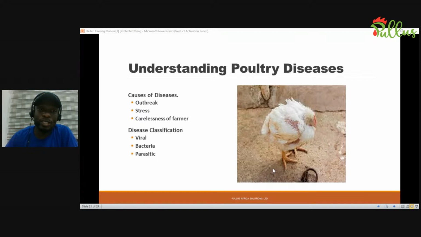And we also understand that there are certain factors that predispose birds to some problems. Let me give you a very simple example. During the rainy season, we all know that most times it becomes a predisposing factor for coccidiosis. So most times at that point in time, we usually have outbreaks of diseases like that because of one factor or the other. Another thing also is stress. Stress could also be a predisposing factor to the cause of disease.